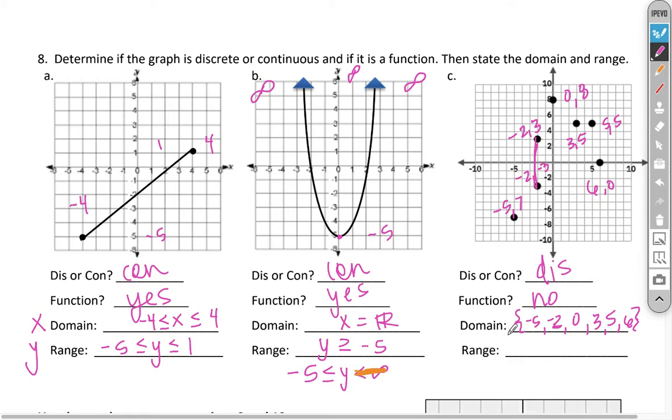Okay? And then our range is going to be all of our y values, and we write our range in order from least to greatest as well. So we start at the bottom and go to the top. So we're going to have, geez, I'm messing up all kinds of bad. Negative 7, right? And then negative 3, okay, 0, positive 3, 5 we've got twice, but we only have to write it once, and then 8. So when it's a discrete graph, we just list all of the x and y values.